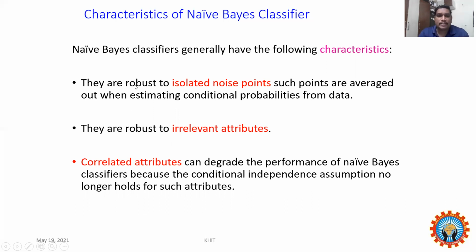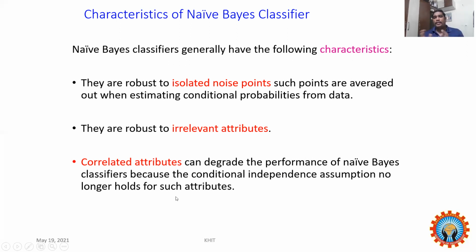Now we have a drawback. These two properties are very important when we use the Naive Bayes classifier algorithm: the attributes are independent of each other based on conditional probability, and it is robust to irrelevant attributes. But in the case of correlated attributes, if in a relation two or three attributes are correlated, it can degrade the performance of Naive Bayes classifiers, because the conditional independence assumption no longer holds for such attributes.